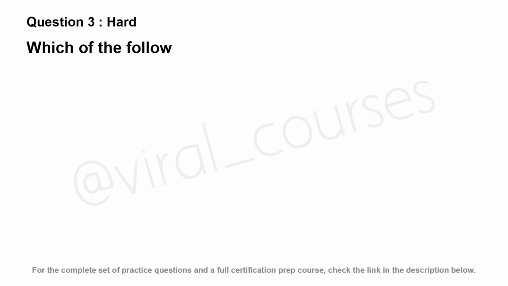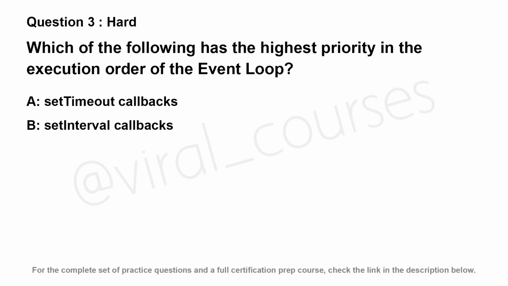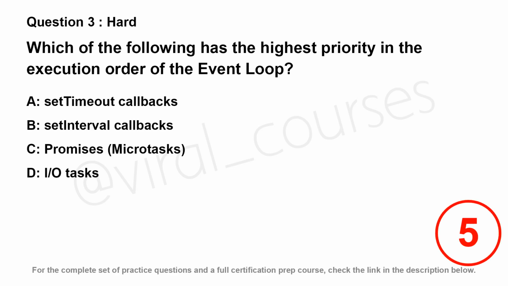Which of the following has the highest priority in the execution order of the event loop? Option A, setTimeout callbacks. Option B, setInterval callbacks. Option C, promises, microtasks. Option D, I/O tasks.